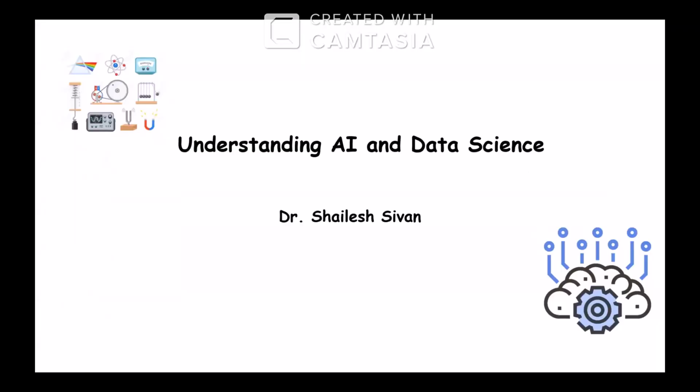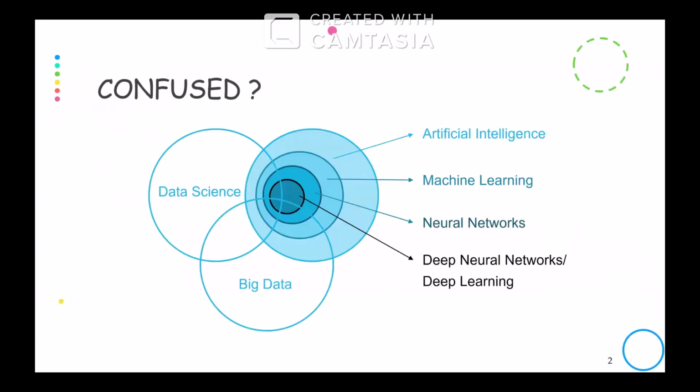So the first part of today's session is actually an attempt to make you understand what is happening with the domain of AI and data science. Okay. So you're all familiar with these buzzwords like artificial intelligence, machine learning, neural network, deep neural networks, deep learning kind of stuff, right? And data science, data analytics, big data, all these things.